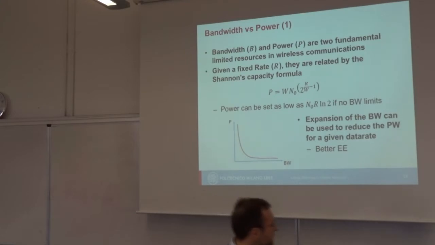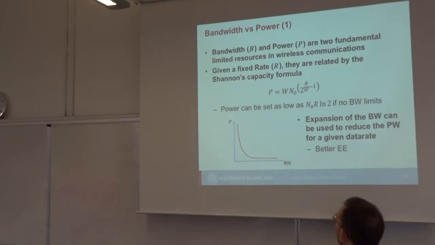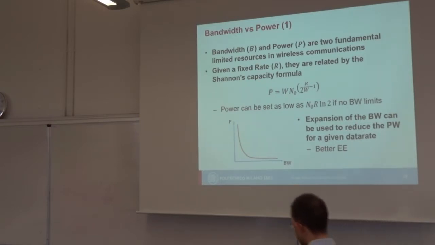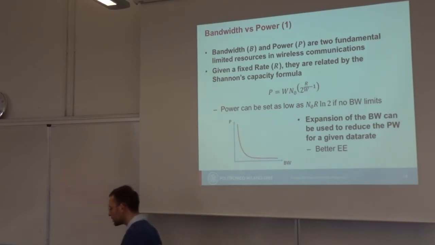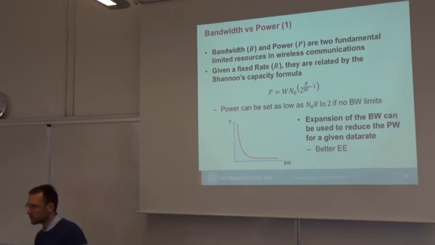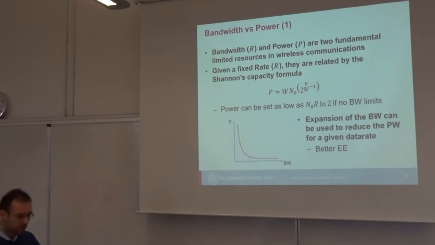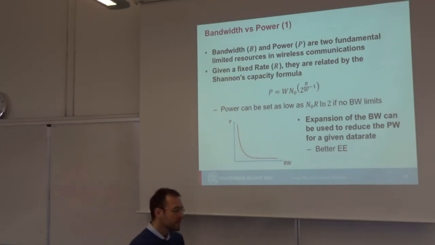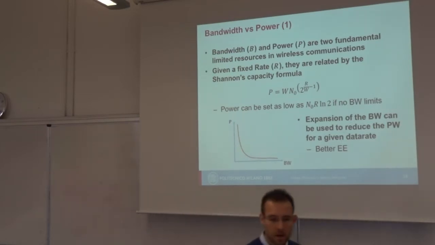The first step is the following: bandwidth versus power. Of course, you know better than me that when you consider a transmission system, you have bandwidth and power, which are two very important resources that usually are limited. So you have to consider a given maximum bandwidth and a maximum transmission power. And what you are interested in, in the end, is the rate you can achieve.